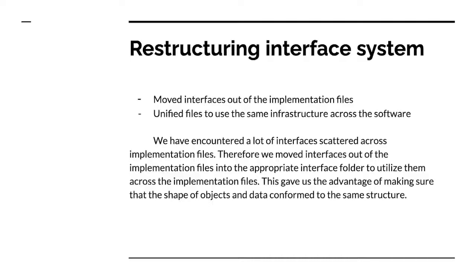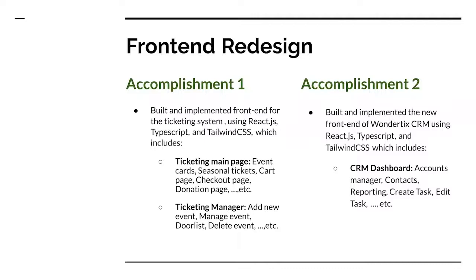Okay, thank you, Mike. And next, I'm going to have Al talking about portions of the front end redesign. The accomplishments here are we built and implemented a front end for the ticketing system using React.js, TypeScript, and Tailwind CSS, which includes ticketing main page and ticketing manager. Ticketing main page includes event cards, seasonal tickets, cart page, checkout page, donation page, etc. And ticketing manager includes adding a new event page, manage events, door list, delete event, and so on.